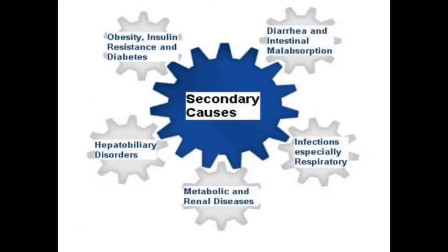Now the secondary causes. Secondary causes include obesity, insulin resistance, and diabetes. Next one is diarrhea and intestinal malabsorption. So due to poor absorption, the nutrients didn't get properly absorbed into the body.